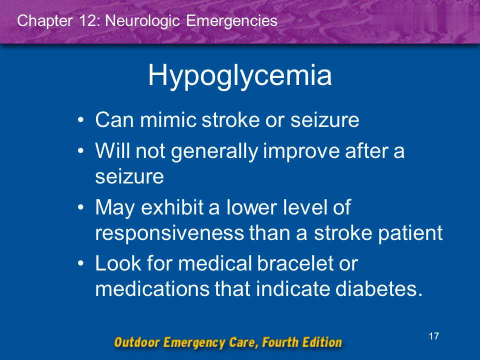Brain tumors. Glandular abnormalities. Poisoning. Hypoglycemia can mimic stroke or seizure. It will not generally improve after a seizure. May exhibit a lower level of responsiveness than a stroke patient. Look for a medical bracelet or medications that indicate diabetes.